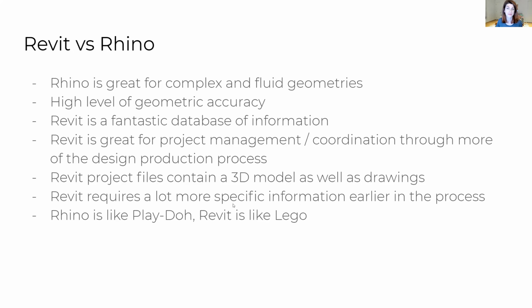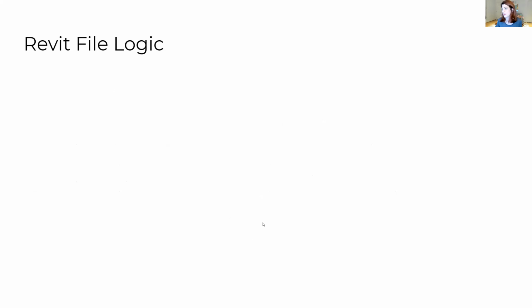And former students of mine would laugh because they know that I tend to anthropomorphize these programs a lot and say, this is what it wants or this is what it needs, but you're just going to have to bear with me. The way that I like to think of it is that Rhino is a lot like Play-Doh and Revit is a lot like Lego, right? So Play-Doh, obviously you can do kind of whatever you want with it. Revit has a lot more rigid expectations for use.